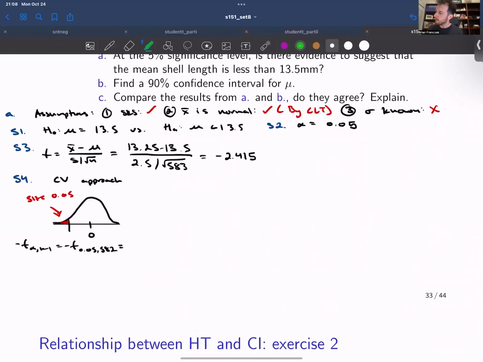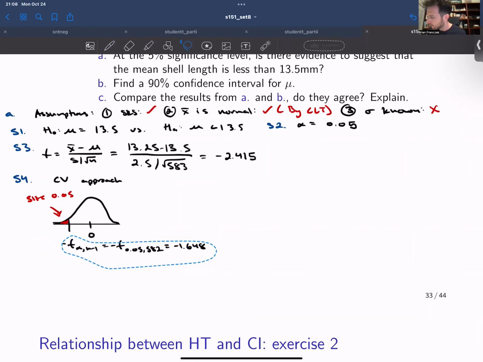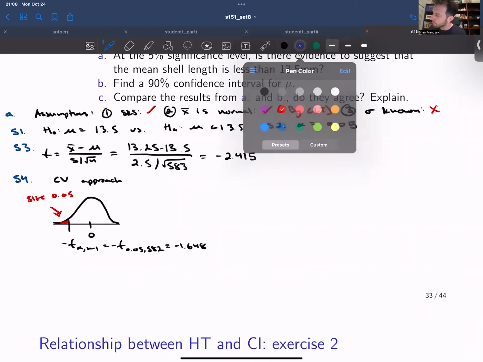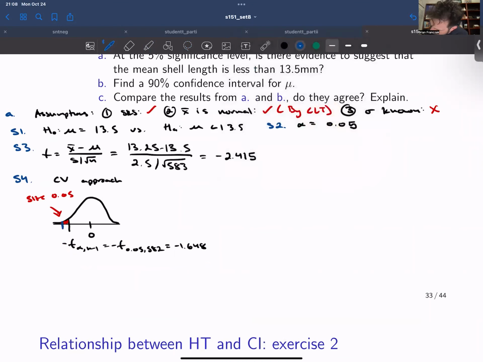So we go back here. Our critical value is negative 1.648. Our test statistic is negative 2.415. That means that our test statistic is here, which is inside the rejection region. So this is giving us evidence to reject the null.